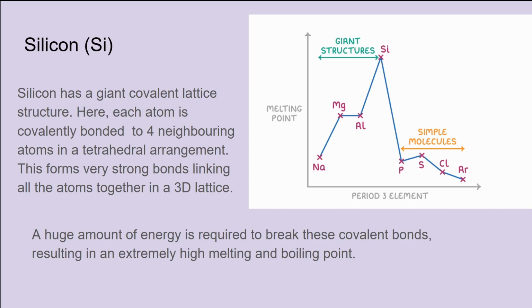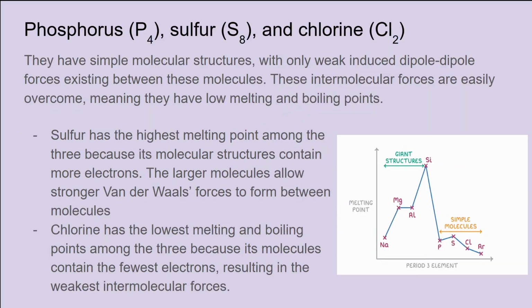And now we move on to silicon, which has the highest melting point. And it's because it has a covalent lattice structure where each atom is bonded to 4 neighbouring atoms in a tetrahedral arrangement. And this forms very strong bonds, which links all the atoms together in a 3D lattice. And a huge amount of energy is required to break these covalent bonds. And that is why it has such a high melting and boiling point.